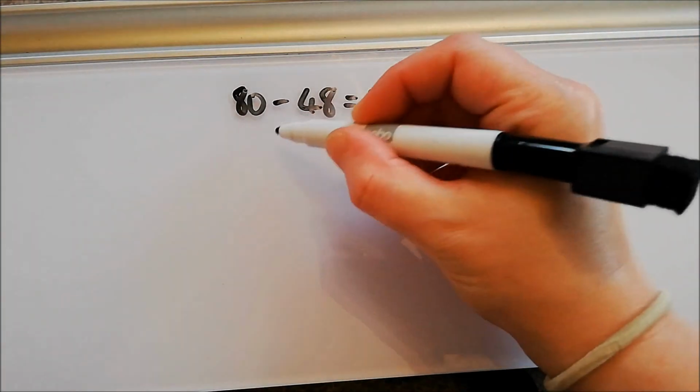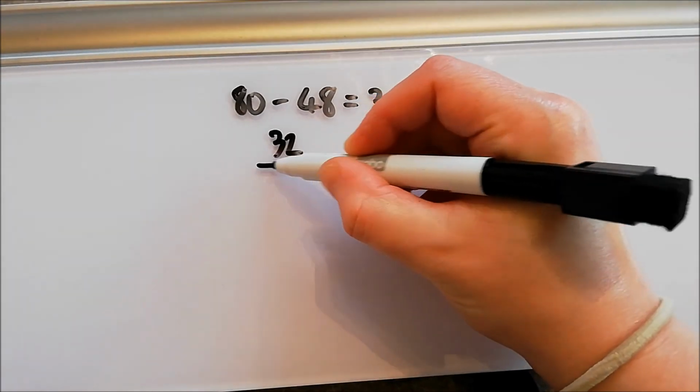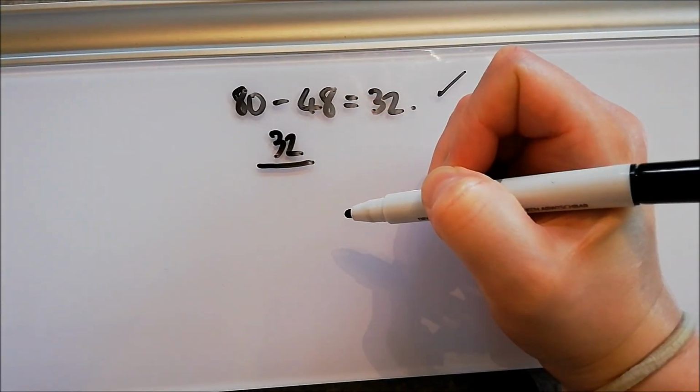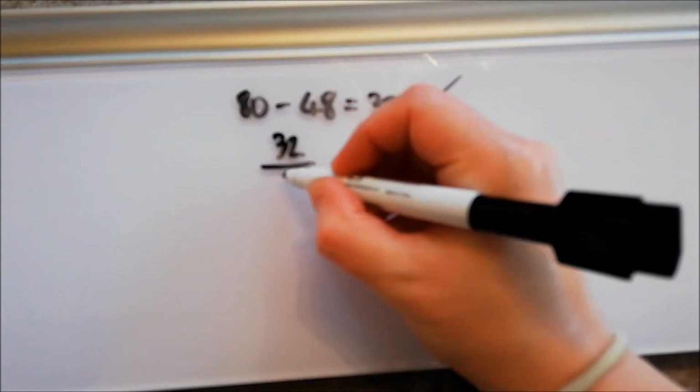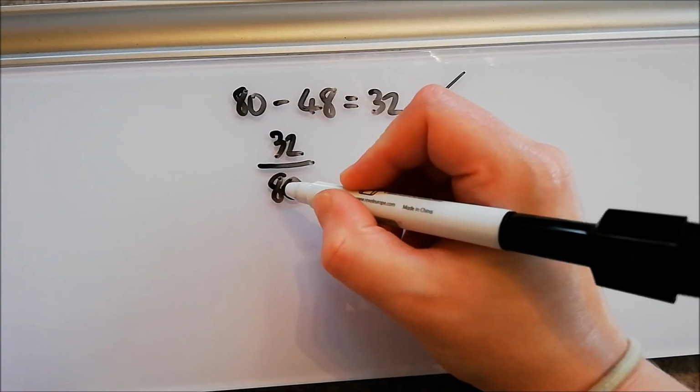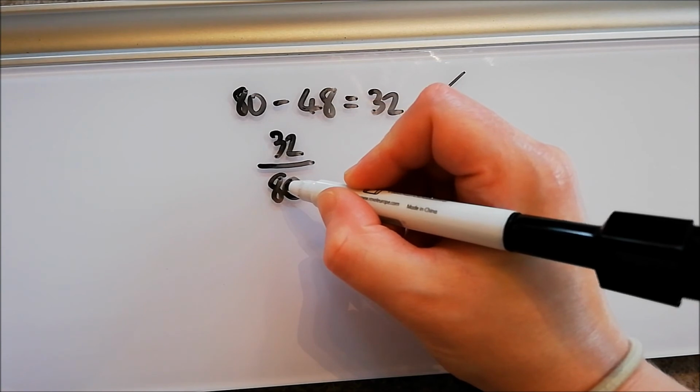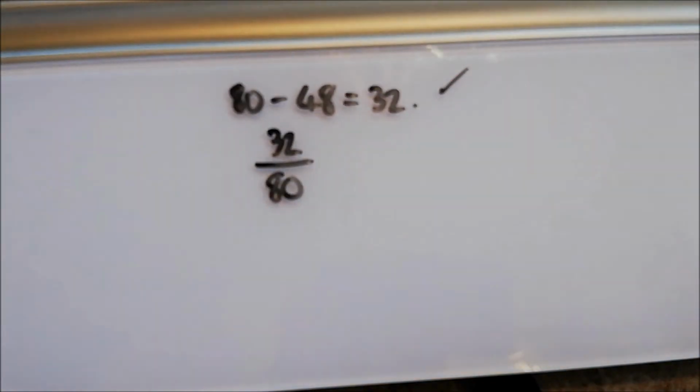So that's the actual change, which needs to be put over the original value. Well, the coffee was originally 80 degrees and then it cooled to 48. So it's 32 over 80 that we'll actually put. And that needs to be expressed as a percentage.